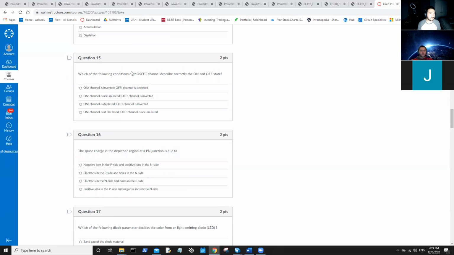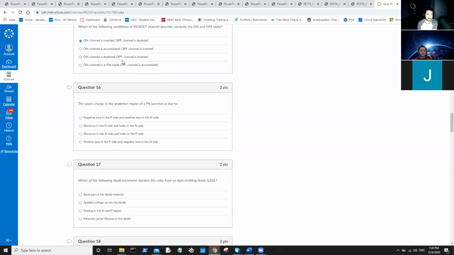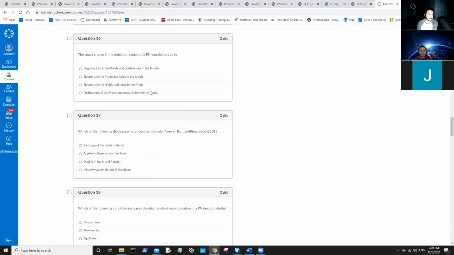Which of the following conditions of the MOSFET channel describe correctly the on and off state? When current is flowing, we're at inversion, so that's on. Nowhere else does it say inversion is the on state, therefore this is immediately correct. But when it's in the off state, the channel is depleted as well. And then these are other, obviously these are all wrong. They all have their own places.